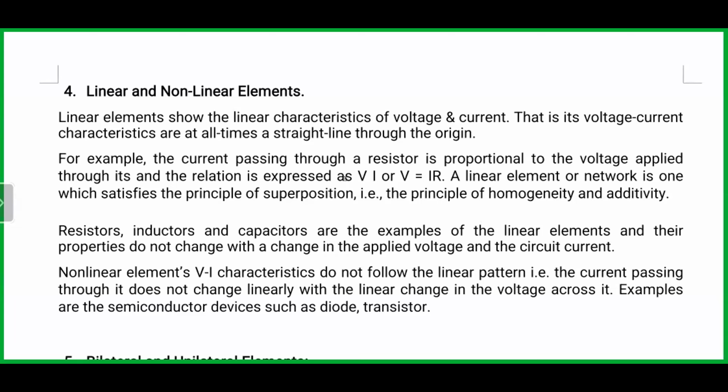Examples include the current passing through a resistor is constant. It doesn't change. It is proportional to the voltage applied across it, and the relation is expressed as voltage is equal to current times resistance, V = IR. In other words, voltage is proportional to current. So whatever current passes through the resistor is equivalent to the voltage that supplied it.